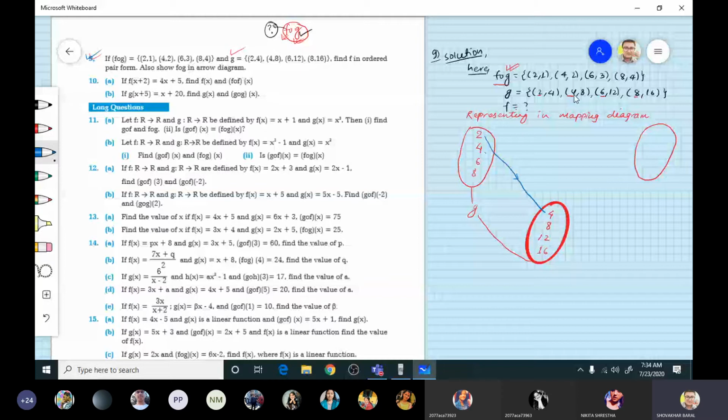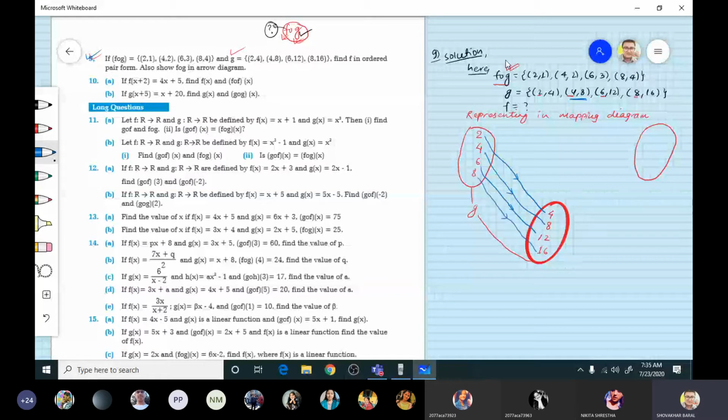See here, 4, 8 is here. So I'll map this element 4 with 8. 6 is mapped with 12. Don't draw this in a zigzag way. Just draw a perfect, straight line. 8 is mapped with 16. Okay, this is the first function g.